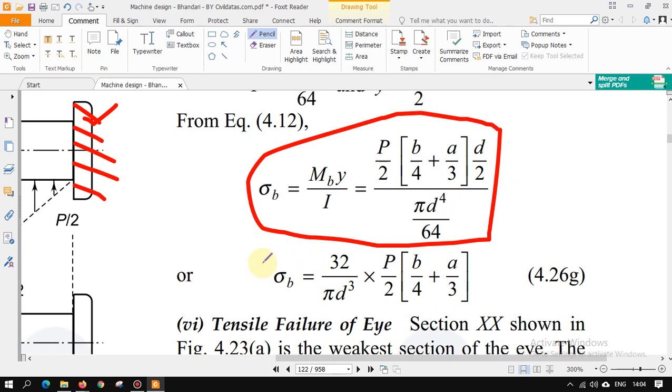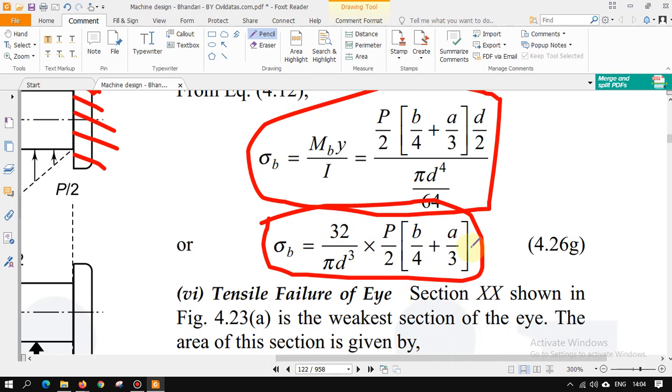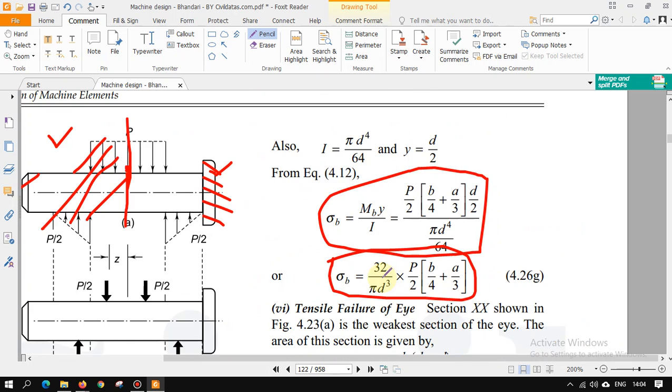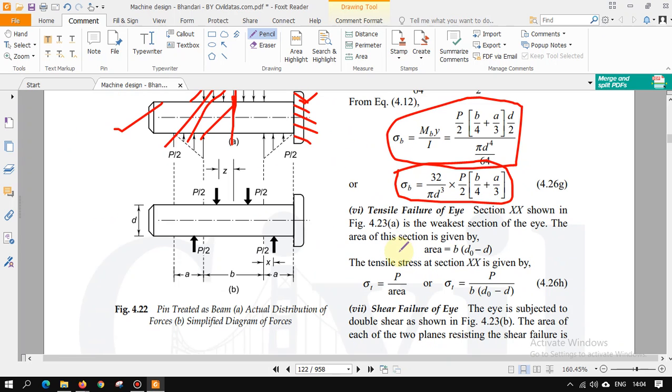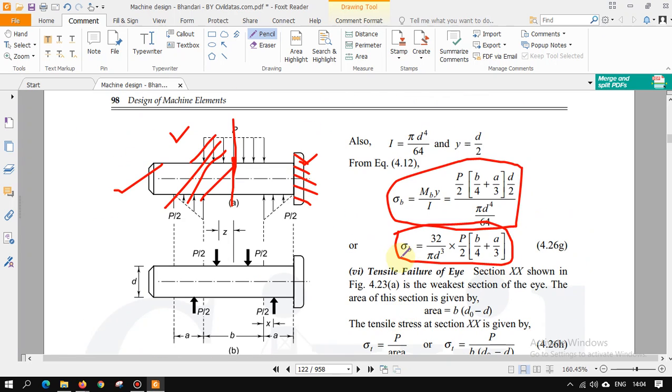So after that you can find this one. Now here comes the twist. This is the end of finding the diameter of the pin. Now as I have told you, small d is a critical part, so you have to be very cautious regarding it, how to find it and how not to find it.